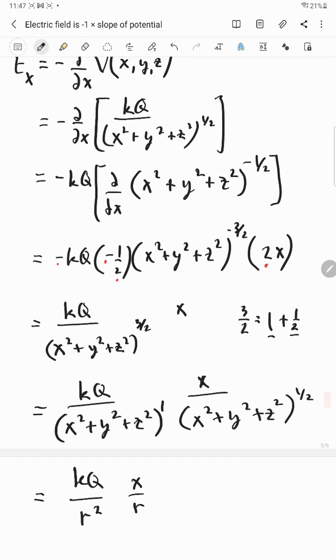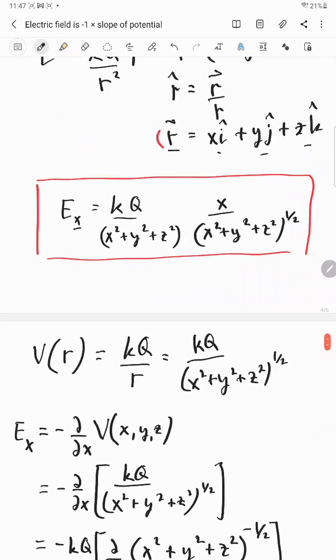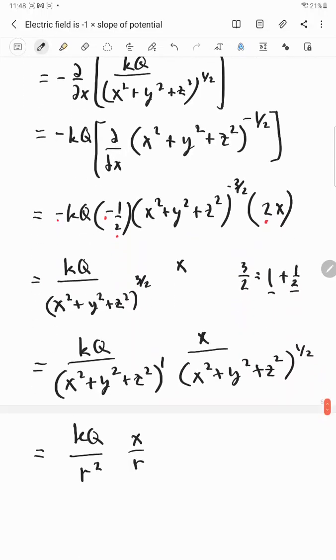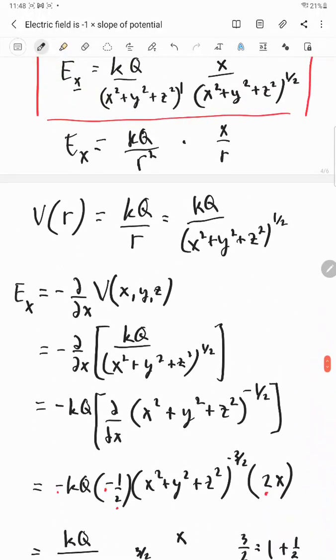If I go up and compare, do you see this? This is that first power, and this is the square root part, which is just r. So here's r squared and r. Here's x over r. And this is kq over r squared. They multiply each other, and this is e sub x. Right, so I've got it from two directions.